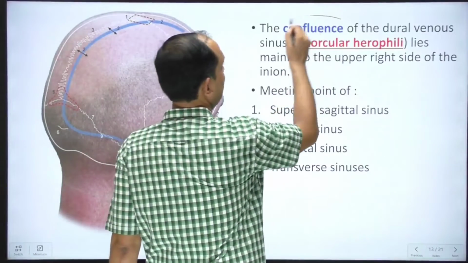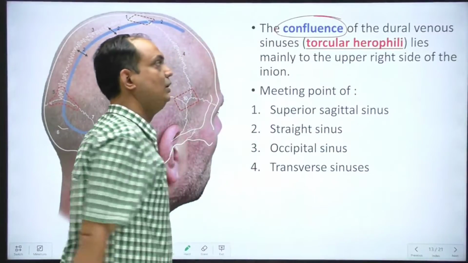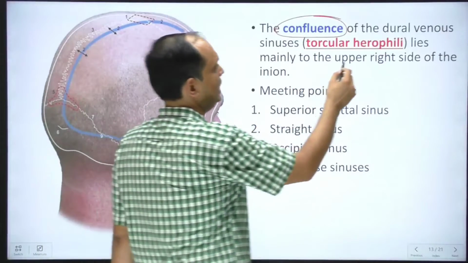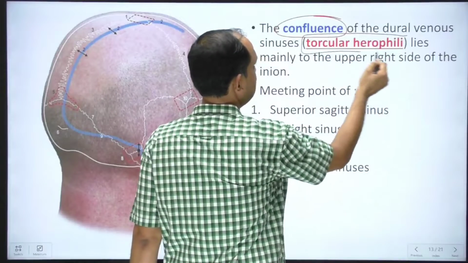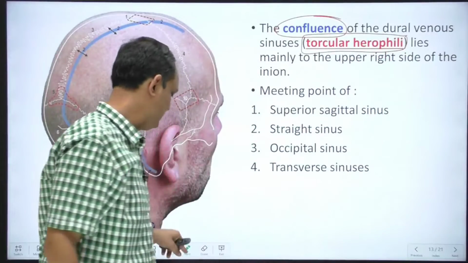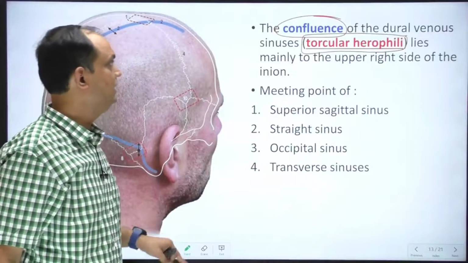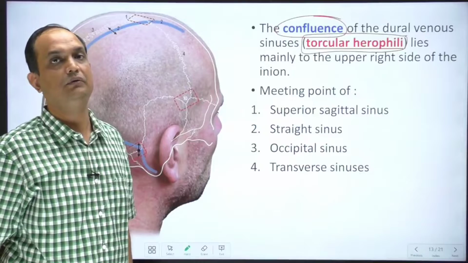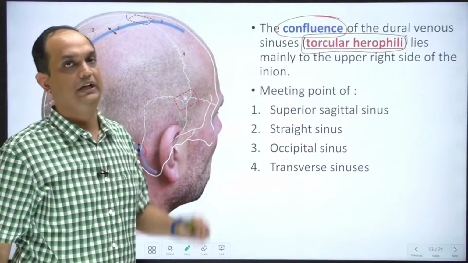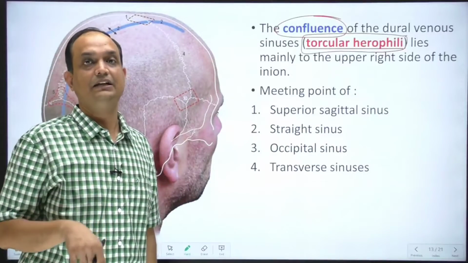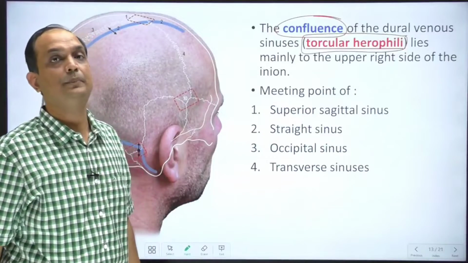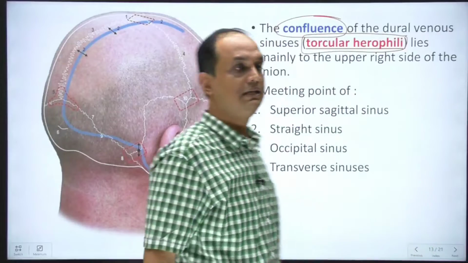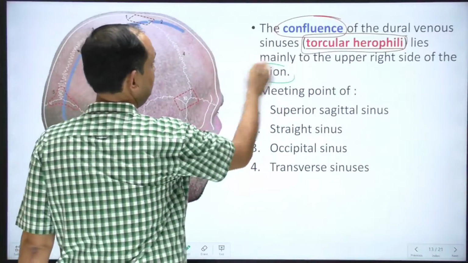What is the confluence of venous sinuses? Confluence of dural venous sinuses. It is also known as torcular herophili. Now the first question is where you will find this confluence. The answer is inside the cranial cavity near the internal occipital protuberance.